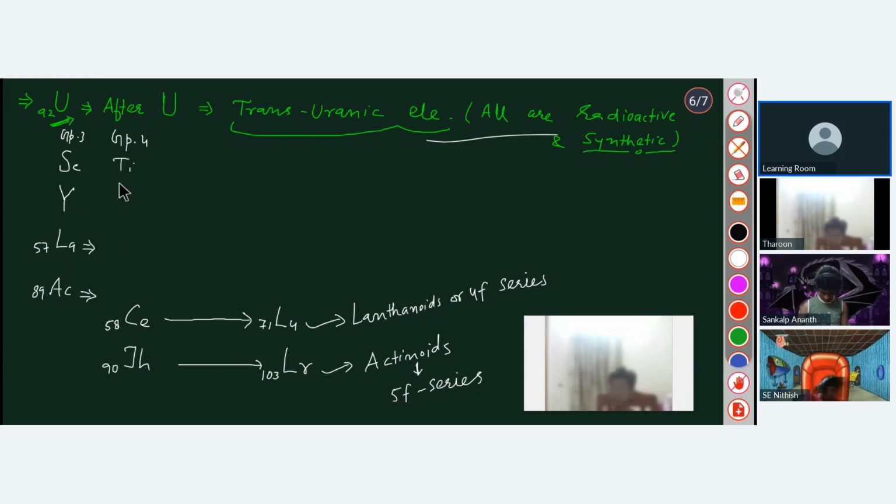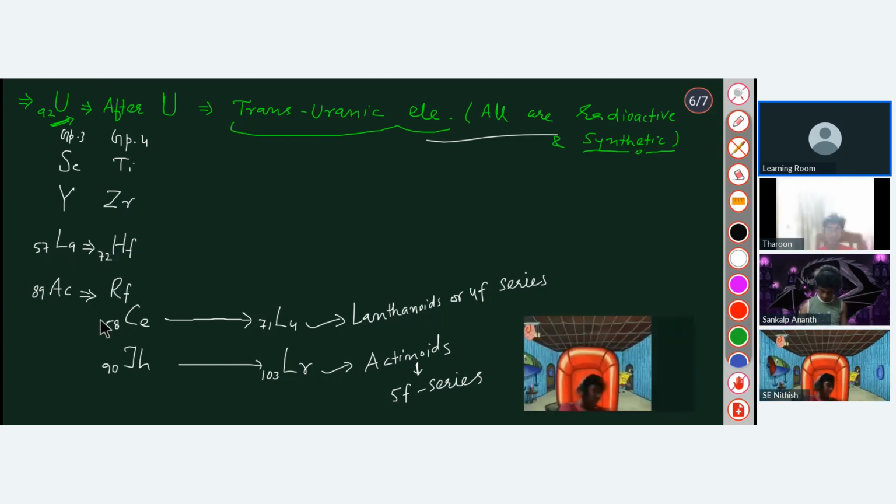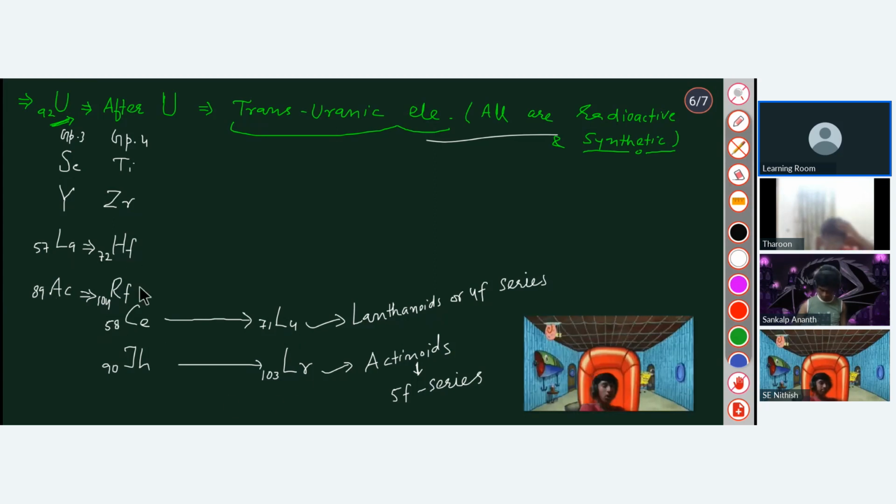Now tell me, titanium is here, then zirconium, then hafnium, then rutherfordium. Exactly. Now tell me, what is the atomic number of hafnium? 72. And this is 104, right? Yes, sir. That means after lutetium comes hafnium, and after lawrencium comes rutherfordium. So these inner transition elements have just been derived from transition elements. That's why they are known as inner transition elements.